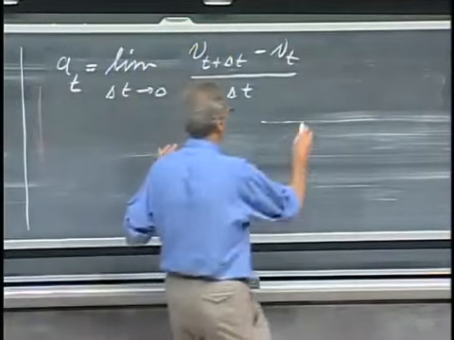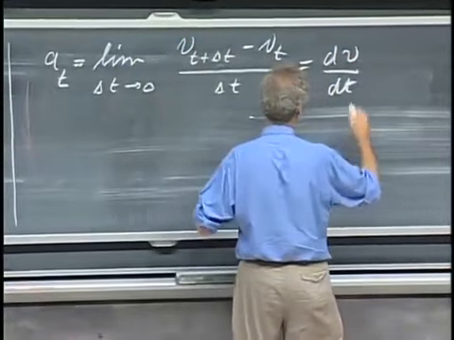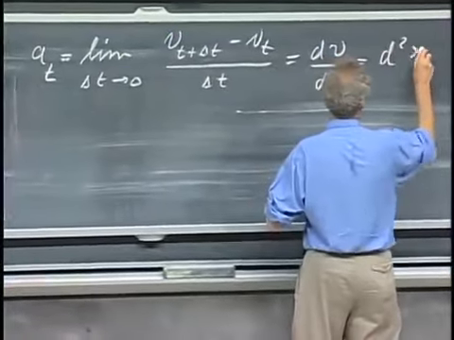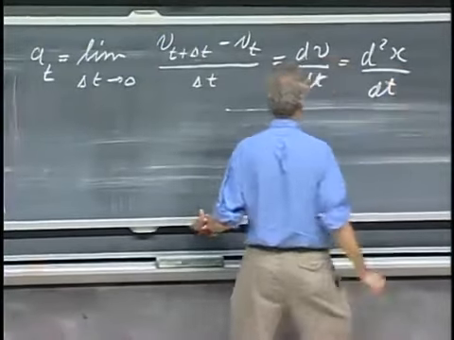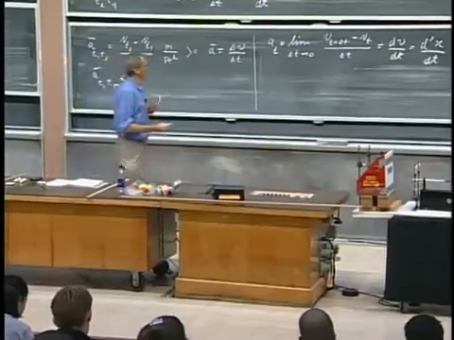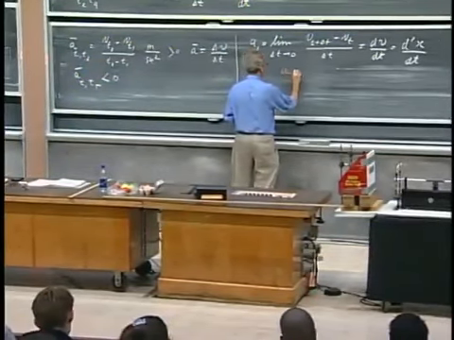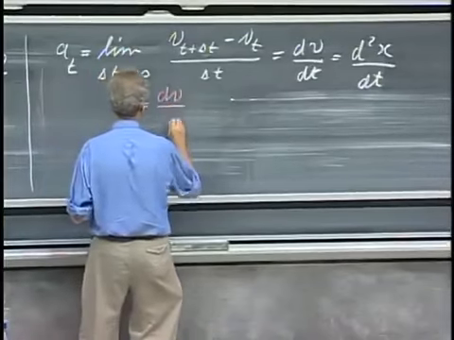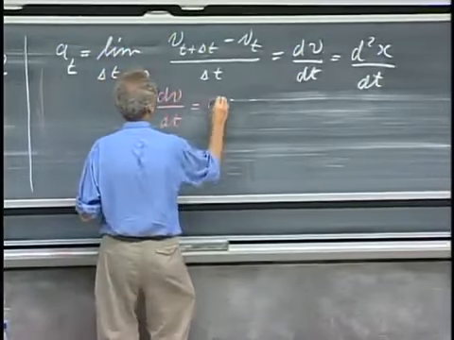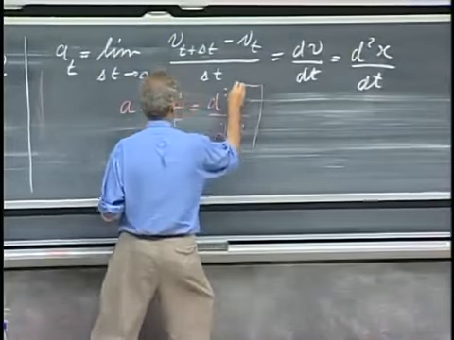And this, you will recognize, is the first derivative of velocity versus time, which is also the second derivative of position versus time. And so here comes the second equation that I really want you to remember forever and ever and ever, that the acceleration is dv/dt, which is also d2x/dt squared.